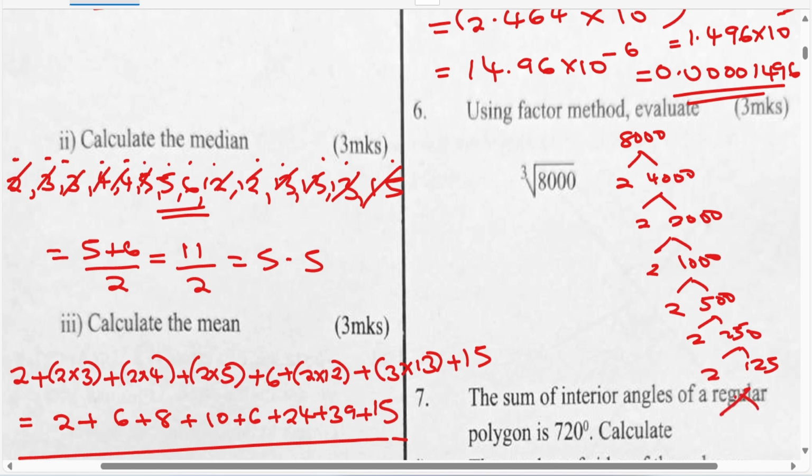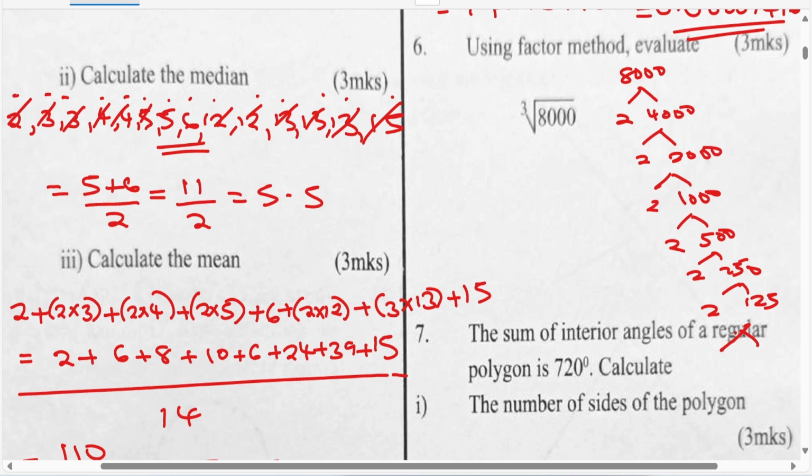Divide by 3, if I'm correct. Divide by 3, I don't think so. Divide by 5 gives me 25. Divide by 5, 5 and 5. So basically it should be 2 power how many? 1, 2, 3, 4, 5, 6: 2 power 6 times 5 cubed.